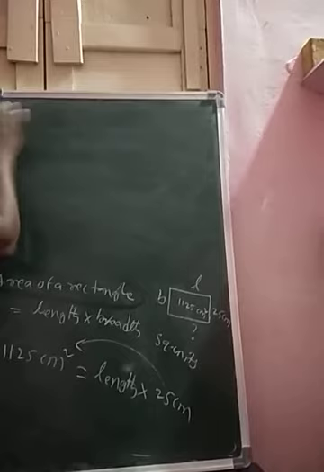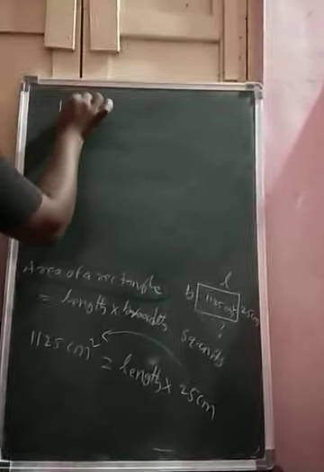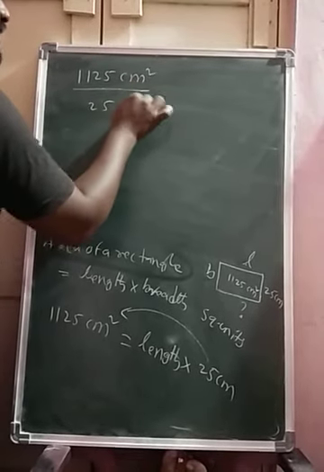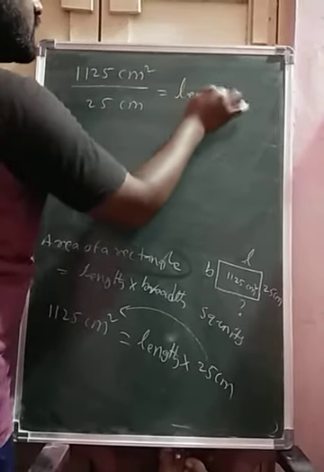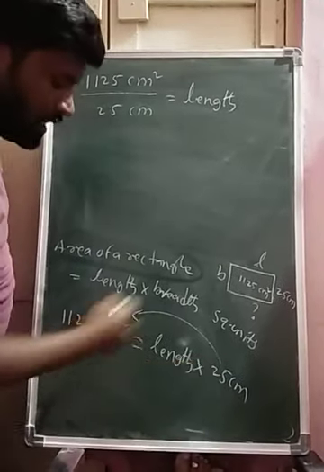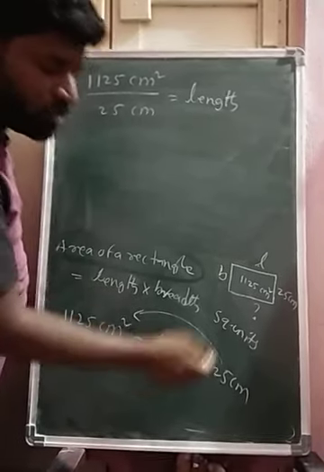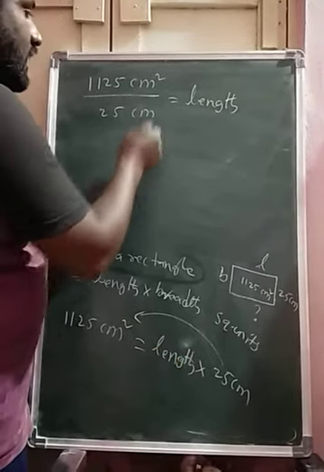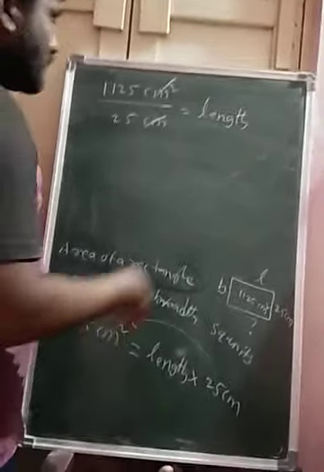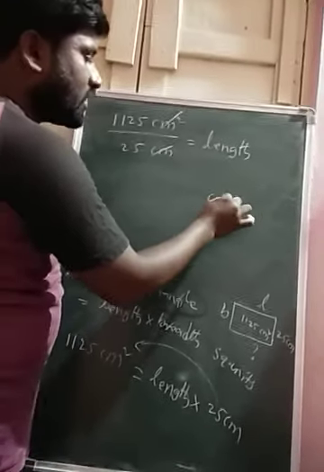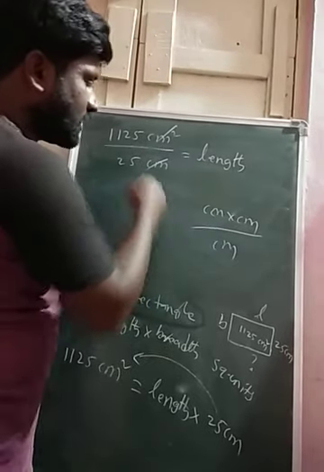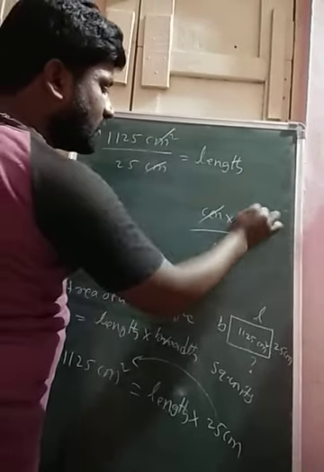Now we can write 1125 square meters by 25 centimeter is equal to length. The 25 centimeter, the multiplication quantity, transposing to the LHS side, becomes a division quantity. Here, what is there? Length. Now clearly, centimeter and centimeter square cancel. Here there is centimeter. Centimeter square means centimeter into centimeter, divided by centimeter, so centimeter is there. When centimeter cancels, 1 centimeter remains.